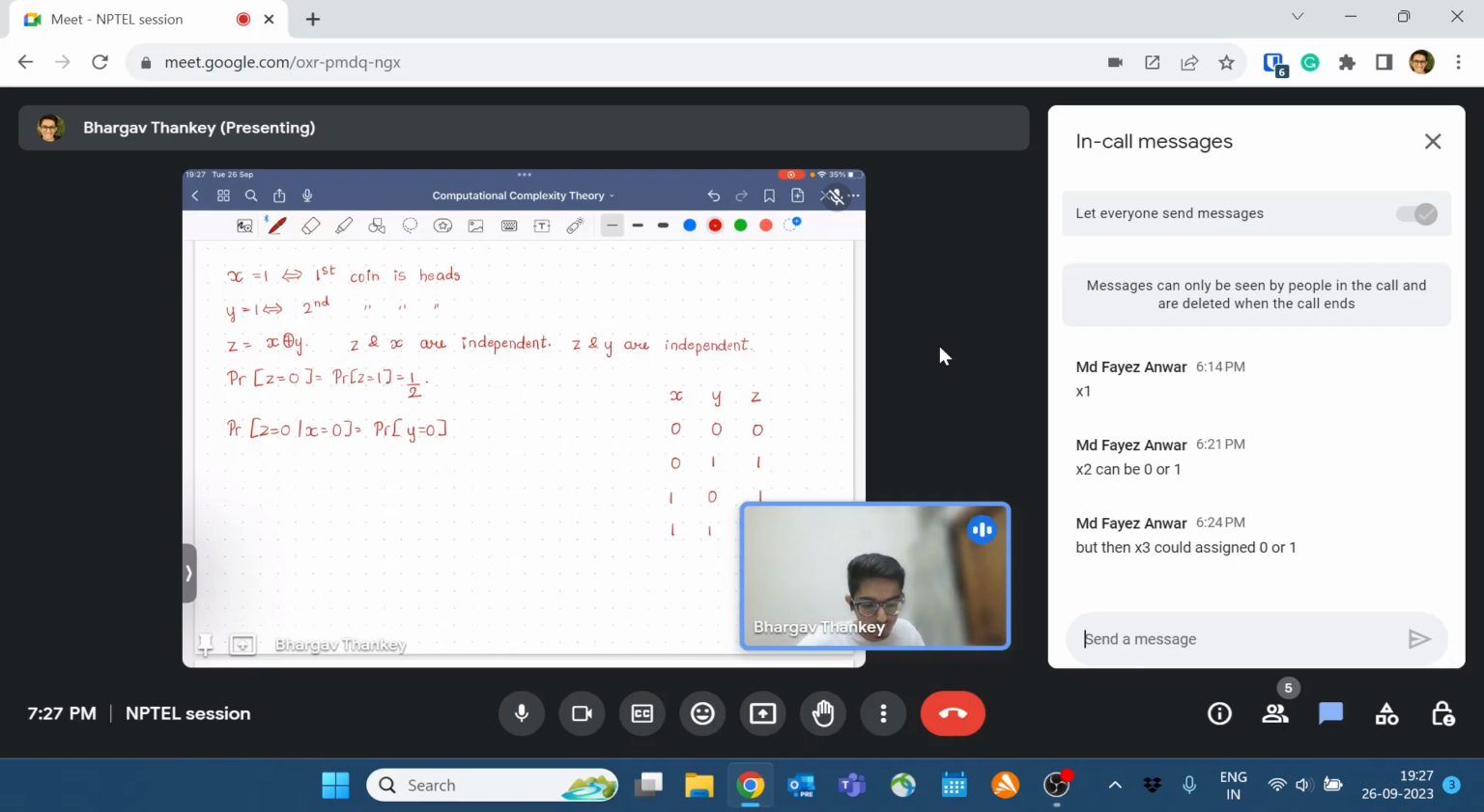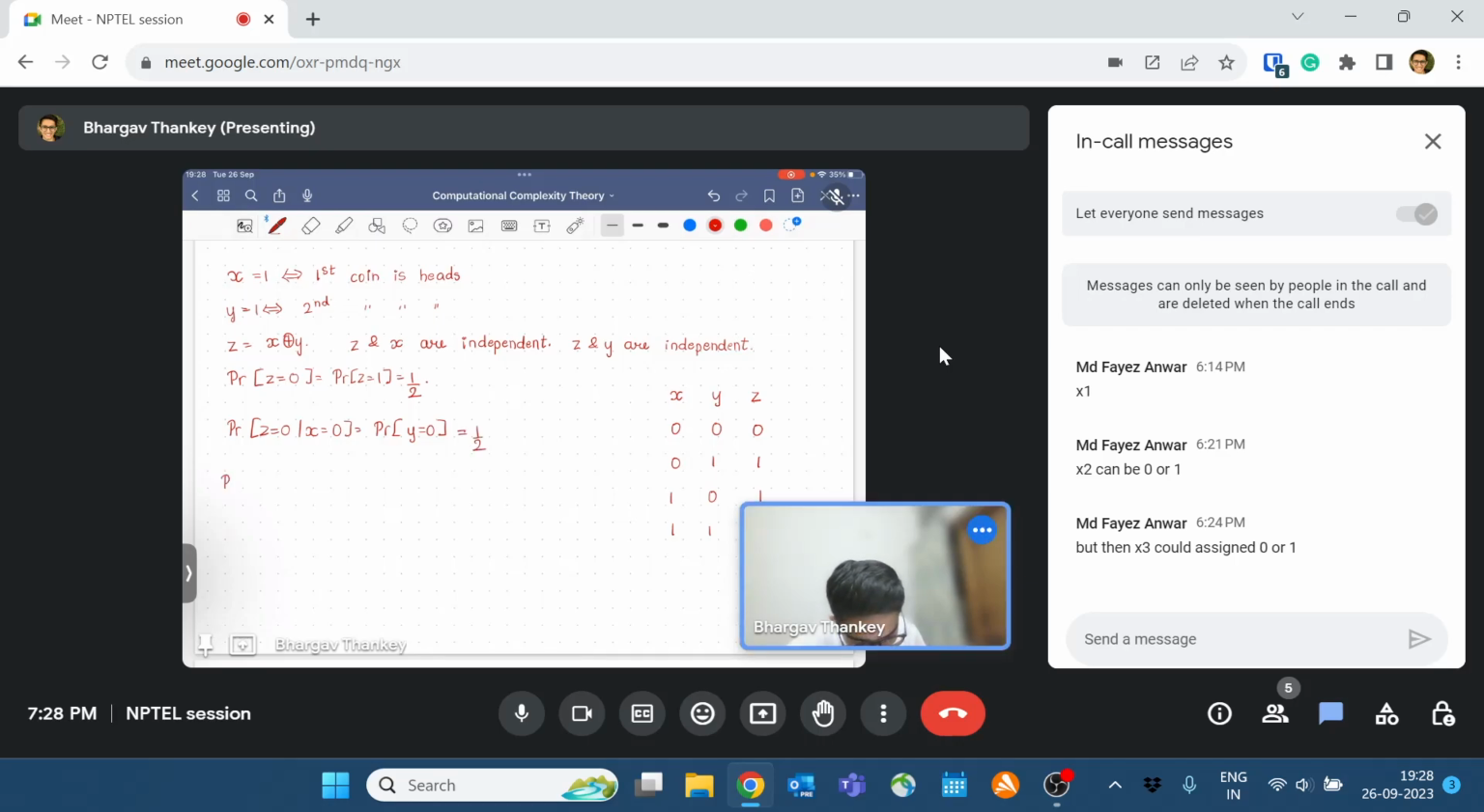So suppose I've already told you that X is zero, then when can Z be zero? If X is 0, then it is happening only in the first row. Right. So X is zero, Z is zero means Y has to be zero, right? Yes. Similarly, when X and Y are both zero, Z is zero. So basically, these two events, Z equals zero given X equals zero and Y equals zero, they are equivalent, right? Yes. And this is half.